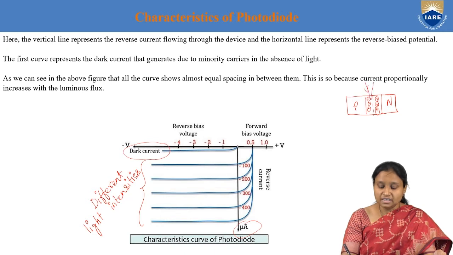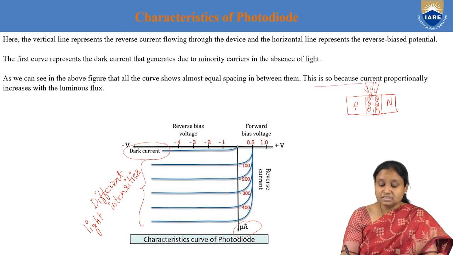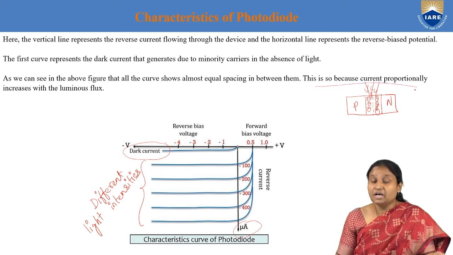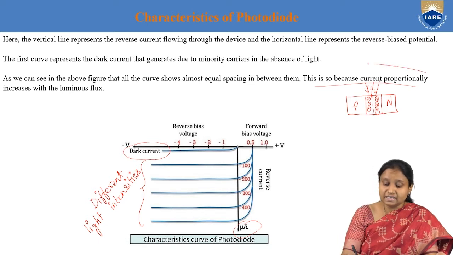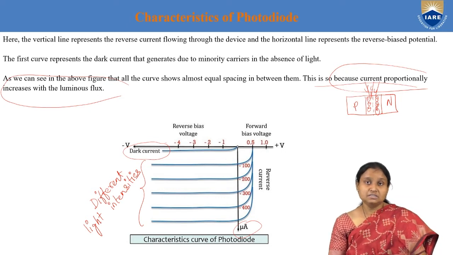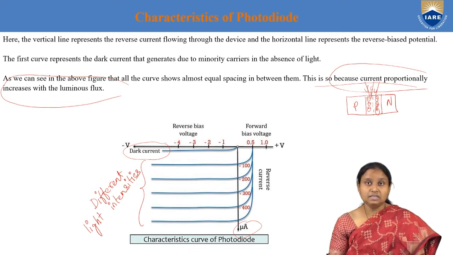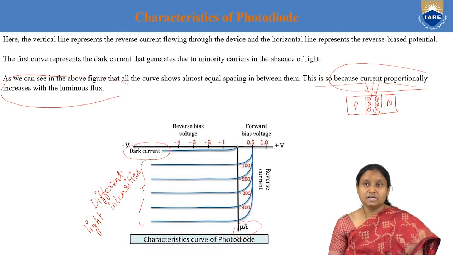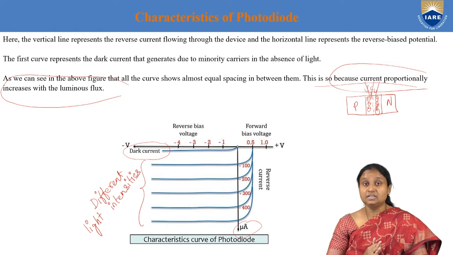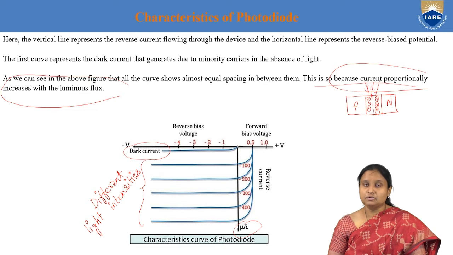When we start exposing it to light, depending upon the light intensity, the number of charge carriers becoming mobile will increase. That's why we observe that current is proportionally going to increase with luminous flux. Luminous flux means it is going to increase with light intensity. So as light intensity keeps on increasing, the current will also increase. This is one unique characteristic of the photodiode. So reverse current is directly proportional to the intensity of light. When the intensity of light increases, the reverse current also increases.